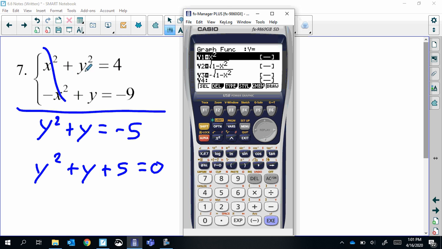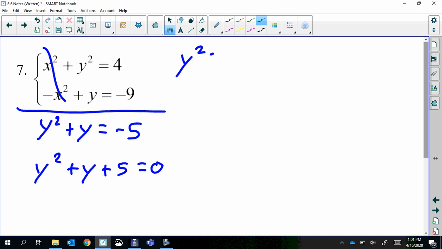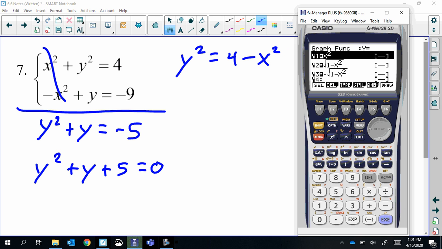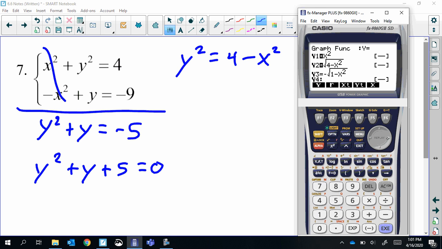So x squared plus y squared equals 4. Similar to the circle we solved before, get y squared by itself, and then plus or minus the square root. So the only thing that changes here is that 1 is going to change to a 4. So it's plus or minus the square root of 4 minus x squared. And then our other equation is y equals x squared minus 9 once we move that over.